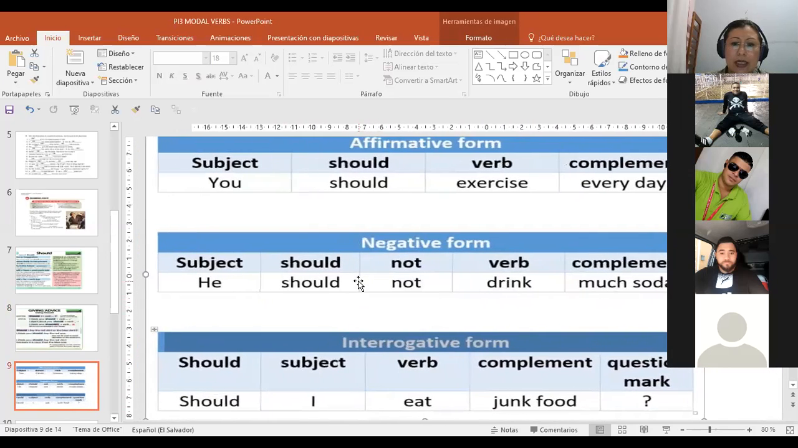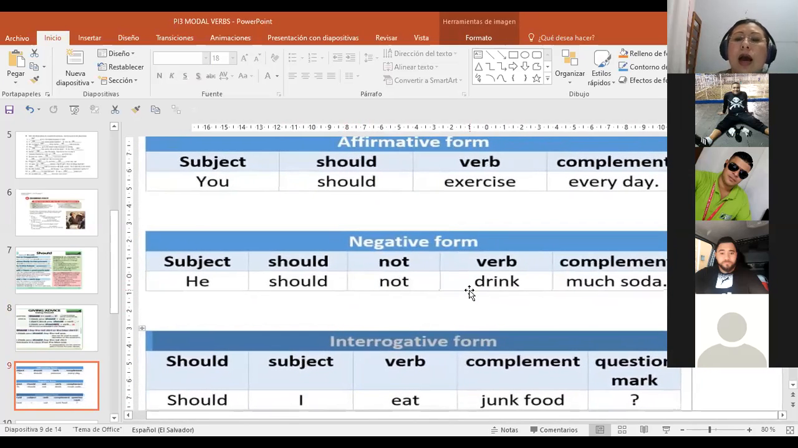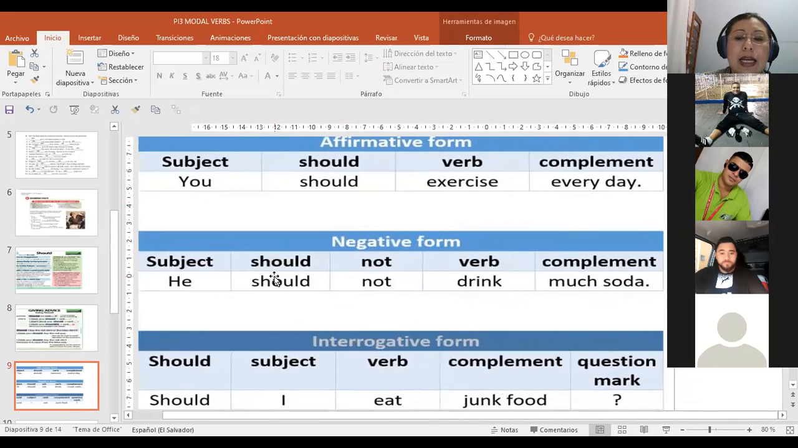So, here I have another structure to show you how the structure is. In the affirmative form, you have the subject first, the auxiliary should, and then the verb. And then a complement that can be an adverb, for example. You should exercise every day. For the negative form, in the structure, you have the subject at the beginning, it's similar, plus should, but then you add the particle not. And remember that you can say shouldn't, you can.